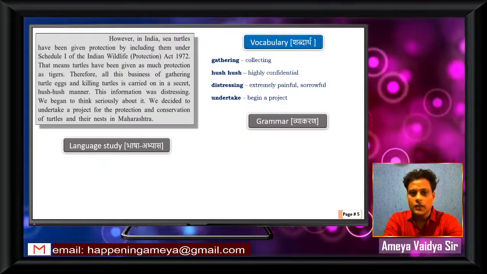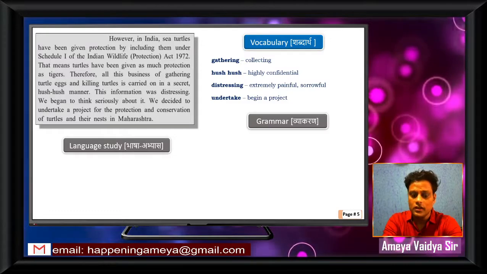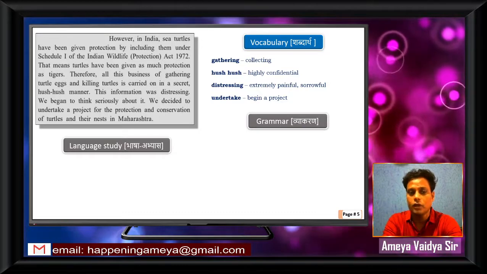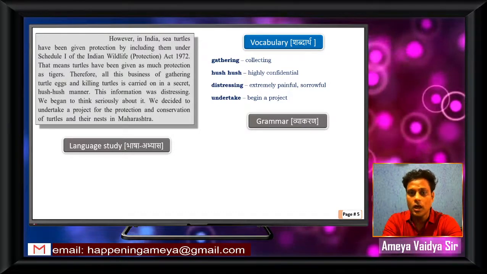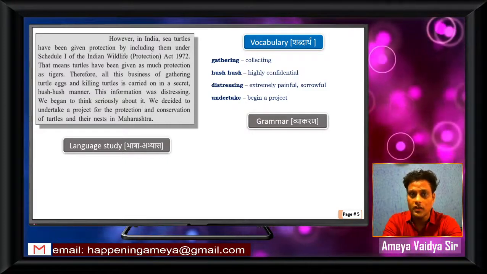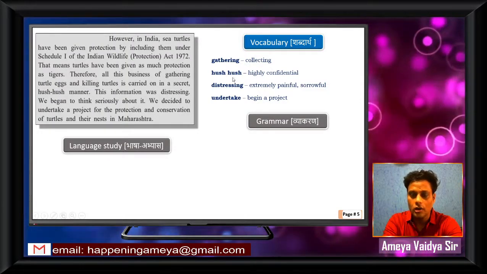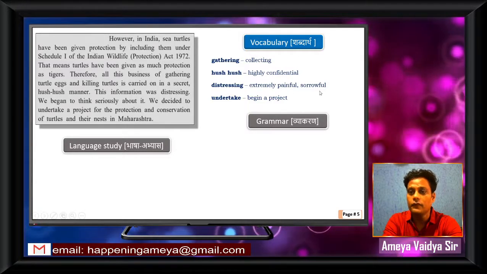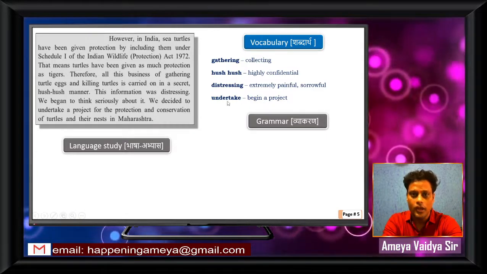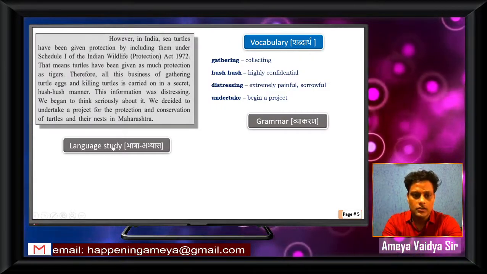Okay? This information was distressing, of course, because it is illegal. We began to think seriously about it. We decided to undertake a project for the protection and conservation of turtles and their nests in Maharashtra. It is then that the Nisarga Mitra Mandal decided that they are going to do something about this. What do you mean by gathering? Collecting. I talked about hush-hush earlier. Distressing is extremely painful, very sorrowful, full of agony. Undertake is to begin a project, start working on a project. Undertake. Start working, okay?